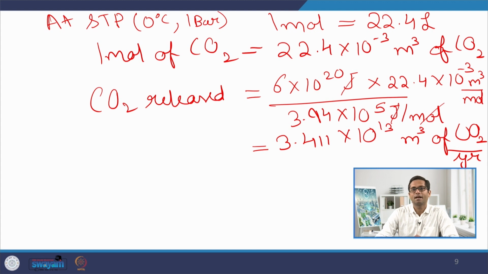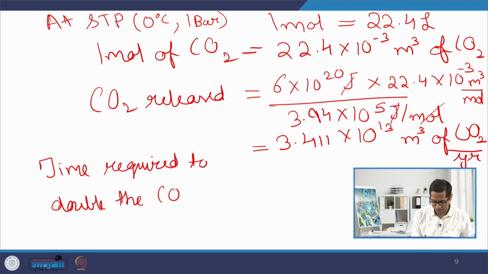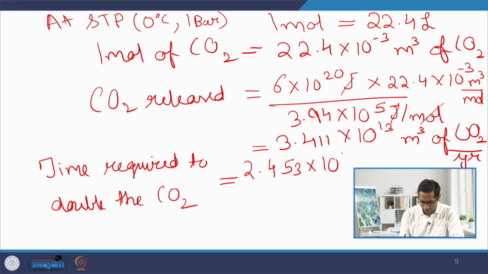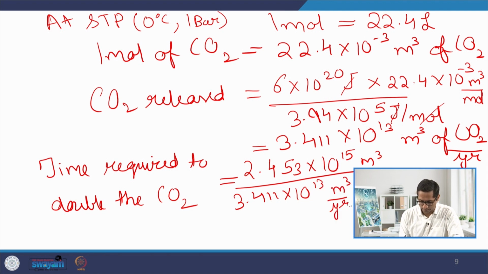I divide the two and I get the number of years that would be required to double this amount of CO2. So, let us do that. Let me write the time required to double this CO2. This would be nothing but the CO2 that I already have in the atmosphere, which came out to be 2.453 × 10^15 m³, divided by the yearly production, which is 3.411 × 10^13 m³ per year. If you do this division, you will get the number of years required to double this amount of CO2, and this would come out to be roughly 72 years.